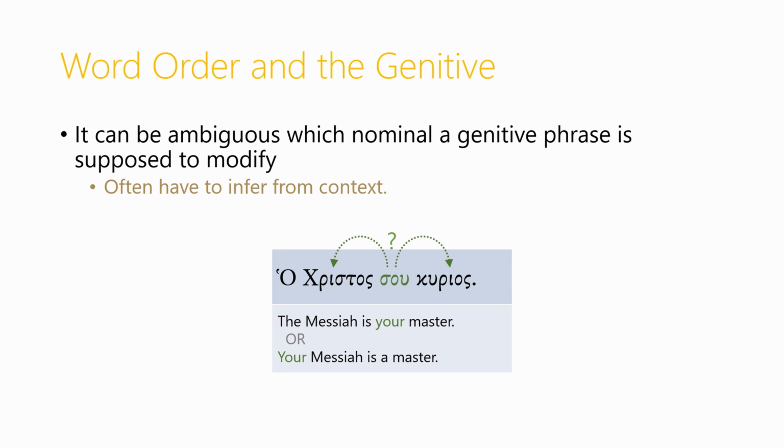Or does it modify kurios that follows? In the one case, we would translate it, the Messiah is your master, if it's modifying kurios, or in the other case, we would translate it, your Messiah is a master, if we take sou to be modifying Christos.